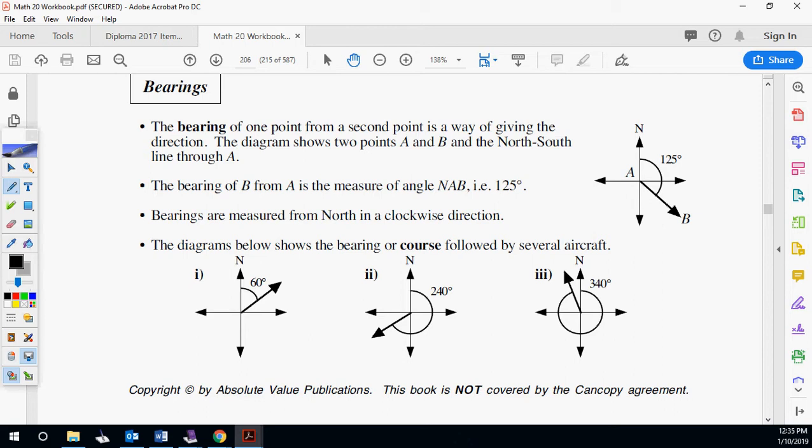So there's the 90, and then the other, what's that, 35? This one's pretty straightforward. So if we want to label these, this one would be what? Bearing 60, right? 60 degrees from north, 240 from north, 340 from north.